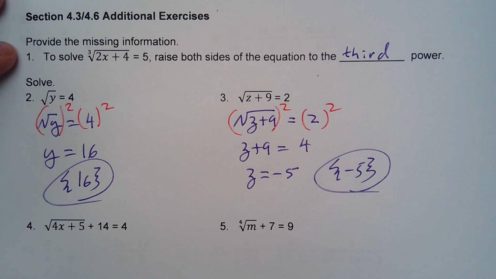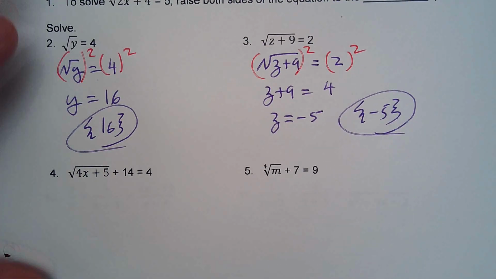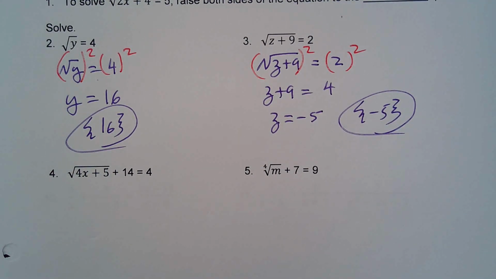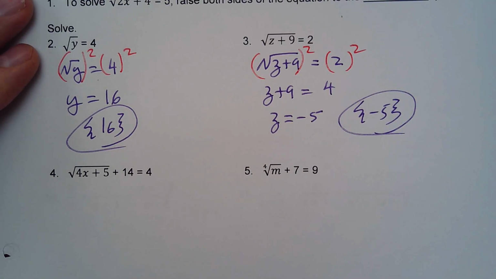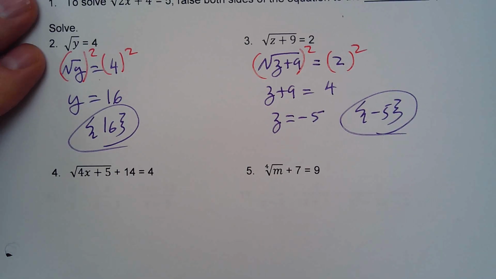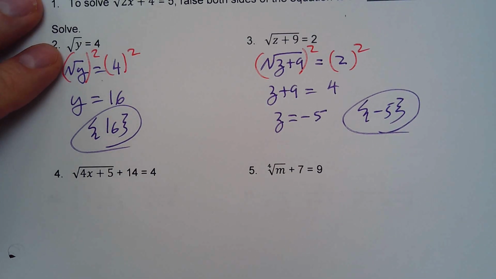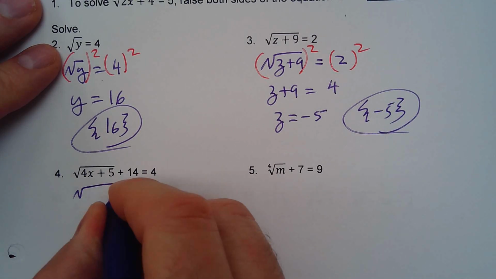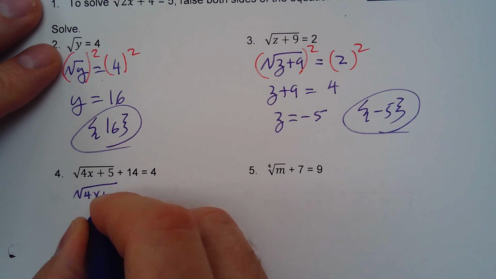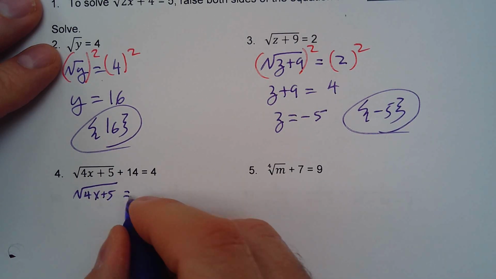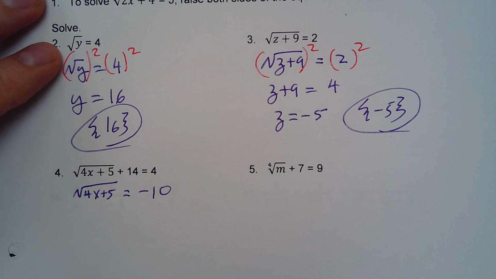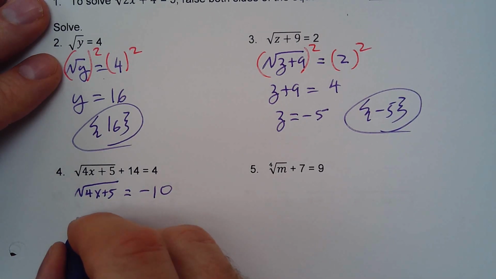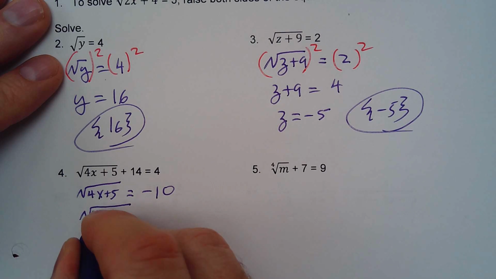So let's go ahead and take a look at this one. Now we're getting problems that are a little bit more complicated. So I want to subtract 14 from both sides. That's a negative 10. My next step is to square both sides.